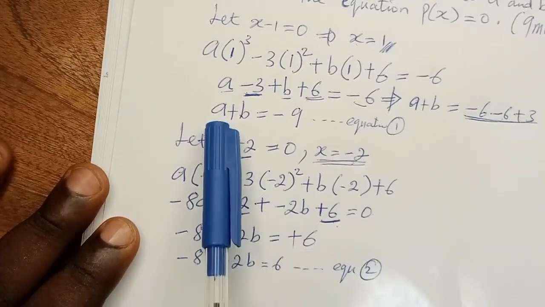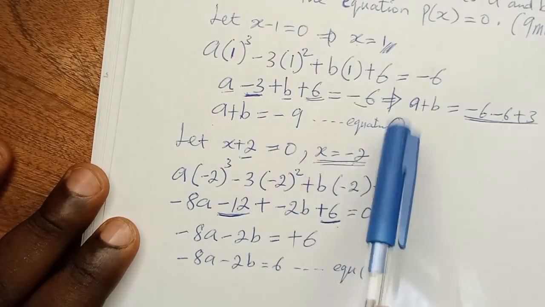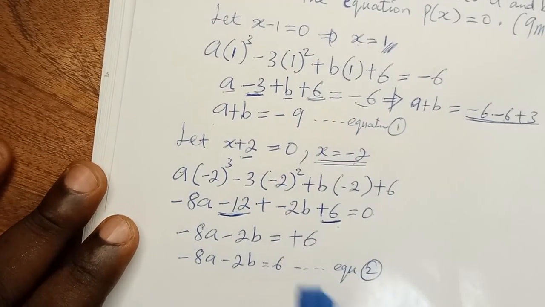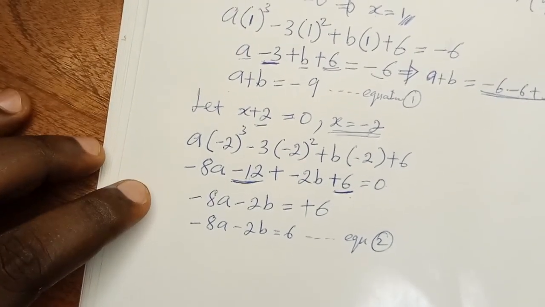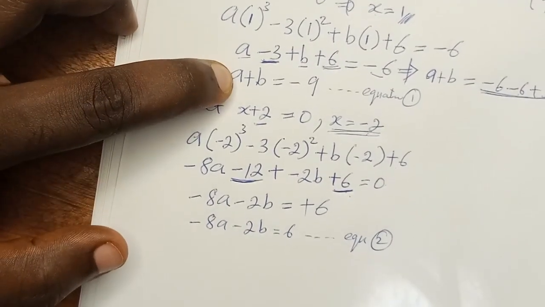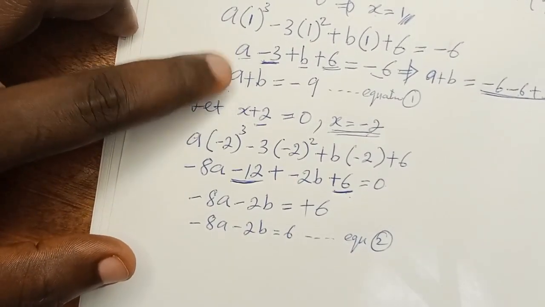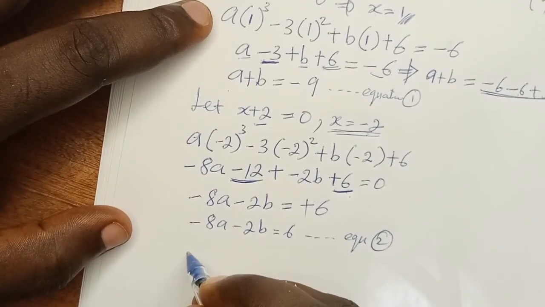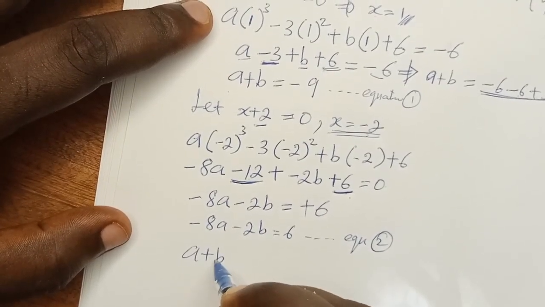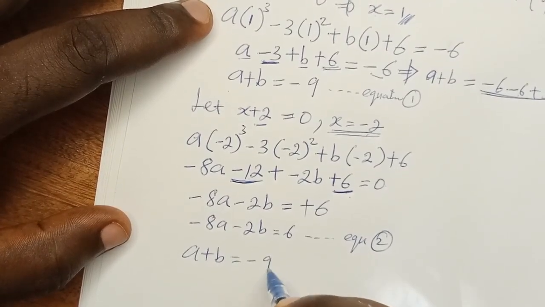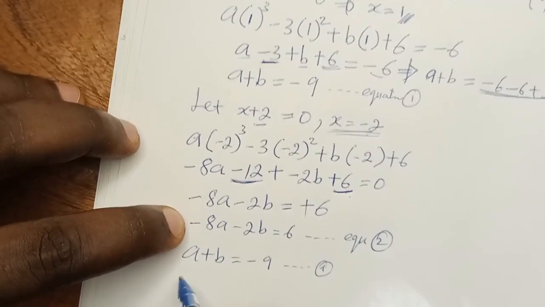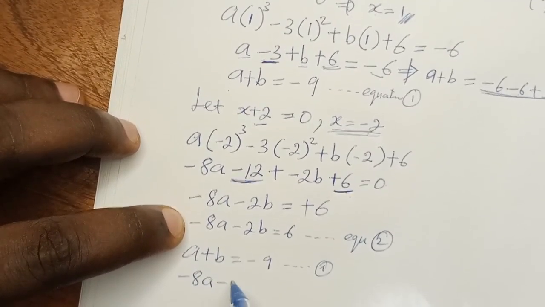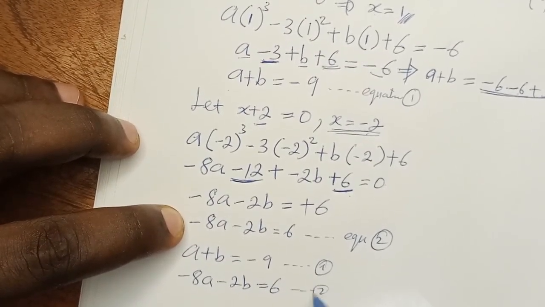Now, since we already have equation 1 and equation 2, we want to write them down as equation 1 and equation 2. So I'll select equation 1: a plus b is equal to minus 9, equation 1. Then minus 8a minus 2b is equal to 6, equation 2.